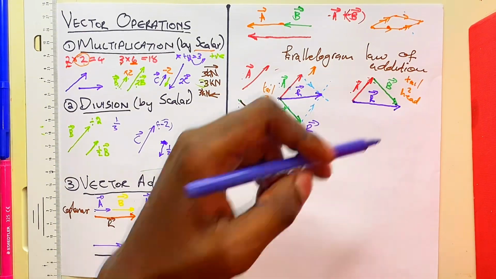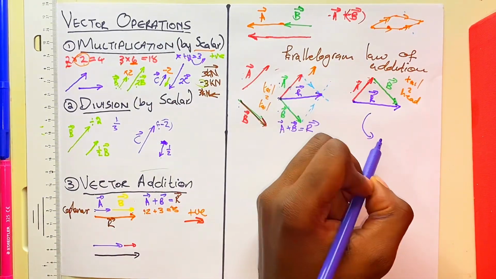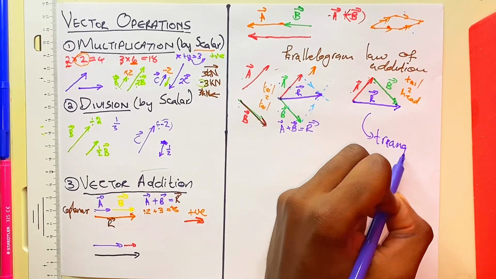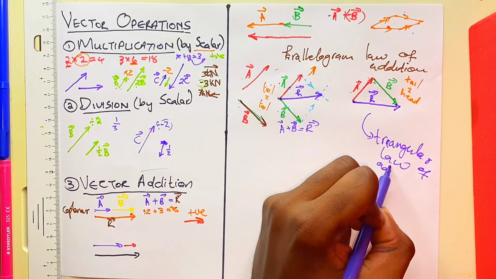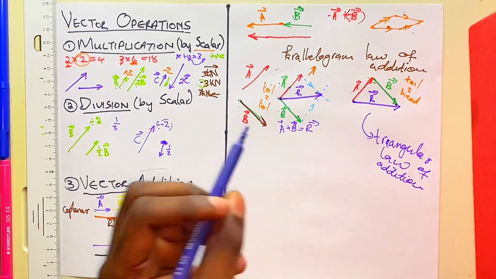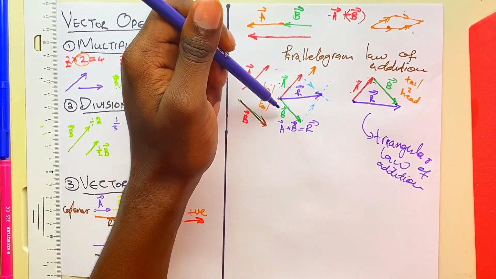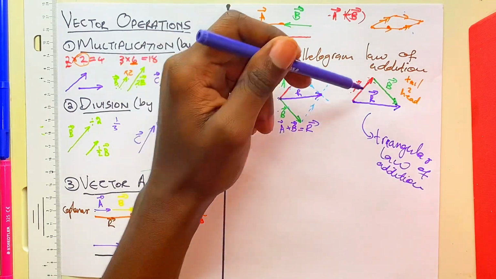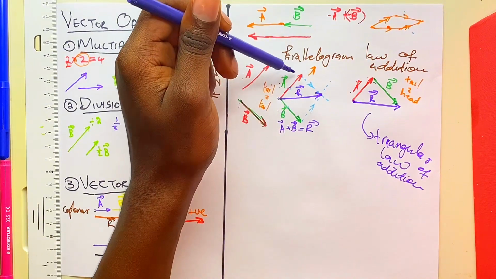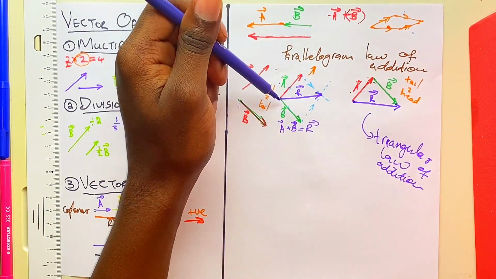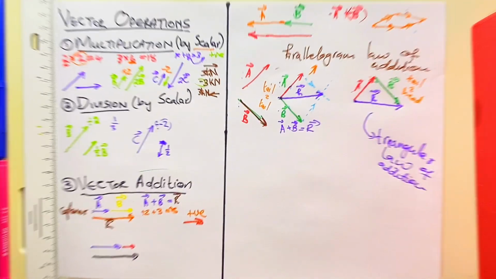Now, this is not the parallelogram law. This is a special triangular law of addition. Now, these vectors are added in the same way. It's just that here I used a parallelogram, here I used the triangular law of addition. You can use either one that you are comfortable with, especially when we start adding values to the vectors and it becomes a little more complicated.